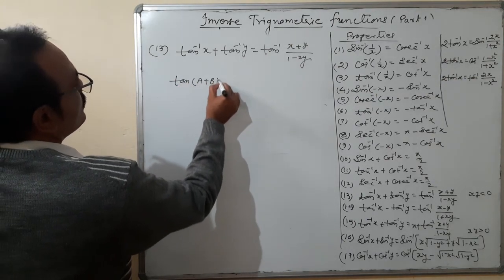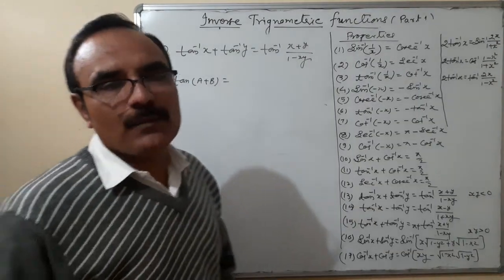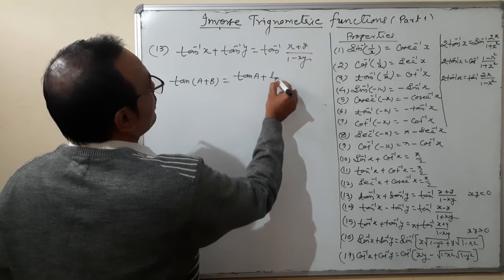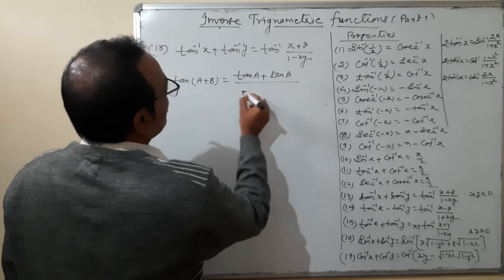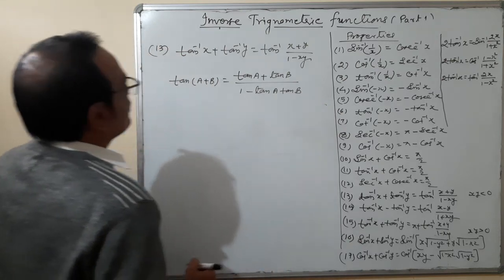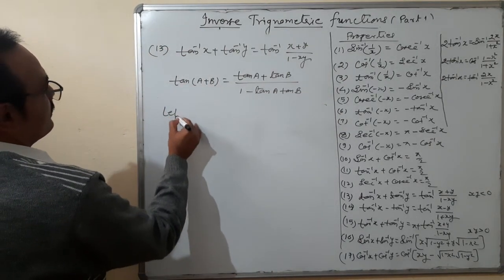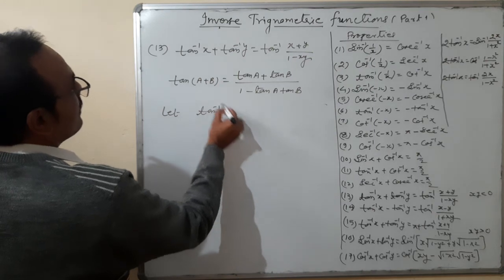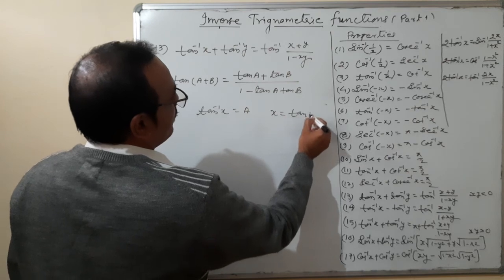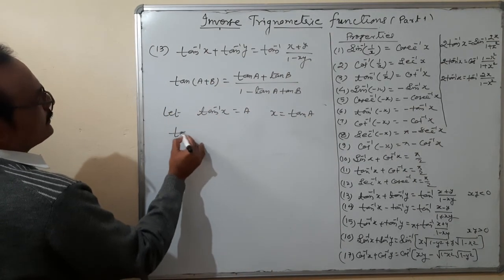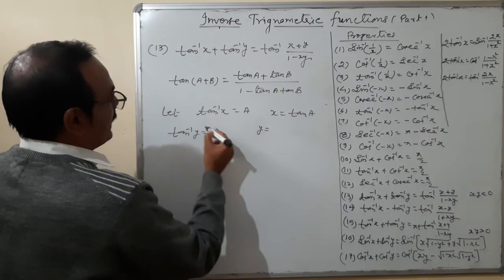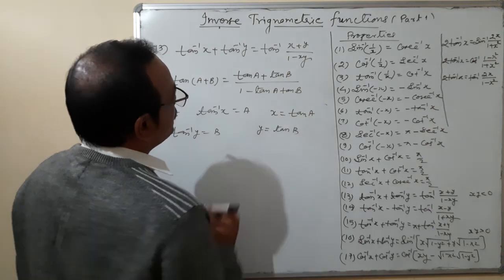Tan(a plus b) is a class 11th formula: tan a plus tan b upon 1 minus tan a tan b. This is the formula. We'll consider, let tan inverse x is equal to a. Then x is equal to tan a, and tan inverse y is equal to b, then y is equal to tan b.